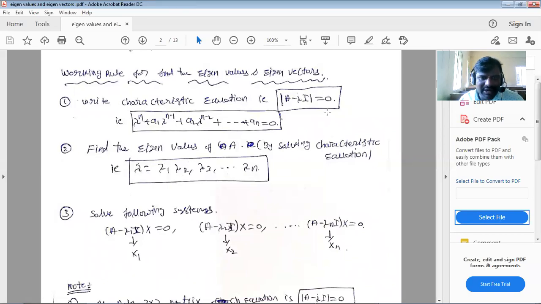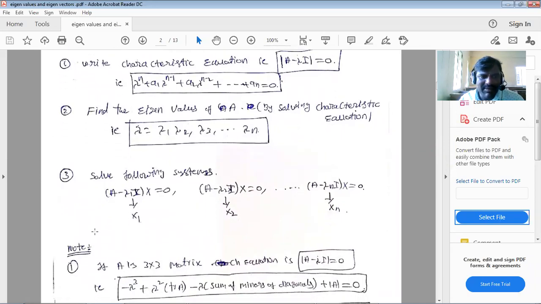For each lambda you get one x. Therefore, solve the following systems: A minus lambda 1 I into x is equal to 0, A minus lambda 2 I into x is equal to 0, and so on, A minus lambda n I into x is equal to 0. You solve the systems for x1, x2, x3 and so on, xn, and we get these vectors, the eigenvectors.